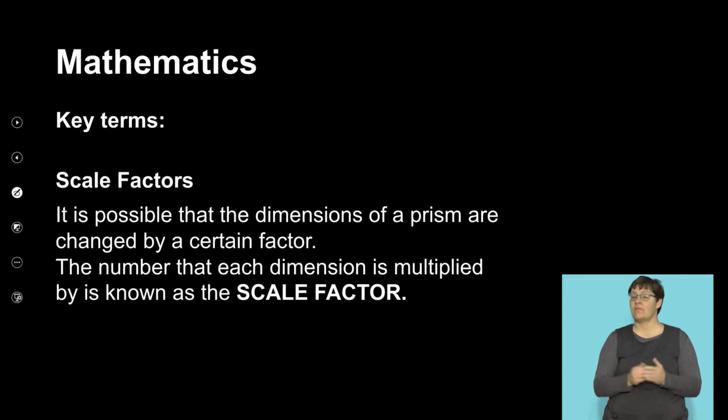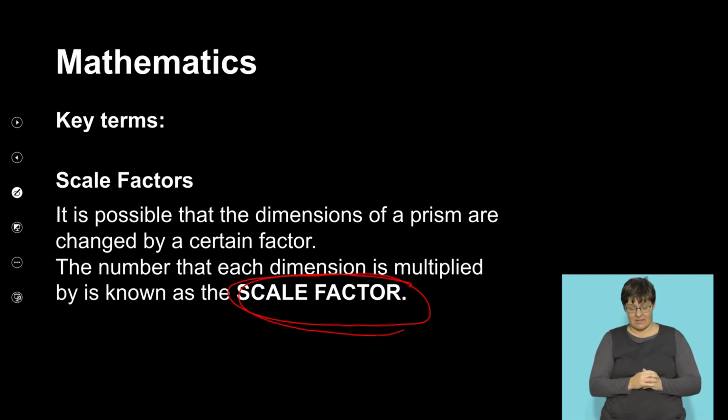Another thing that comes into play in measurement is scale factors. So for scale factors, we can say that it is possible that the dimensions of a prism are changed by a certain factor. The number that each dimension is multiplied by is known as the scale factor. Often we refer to the scale factor as a scale factor of k.